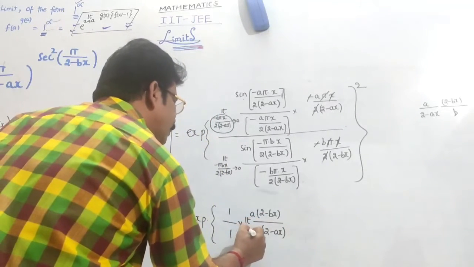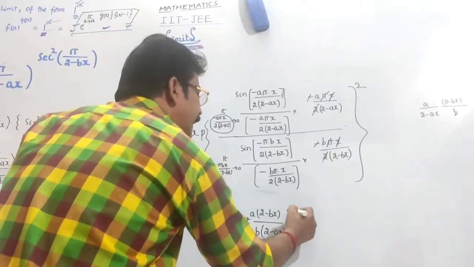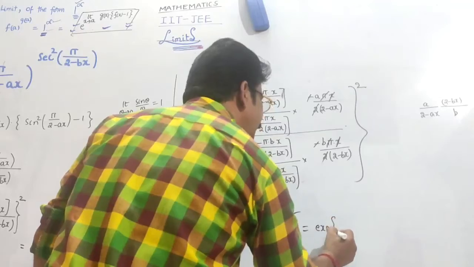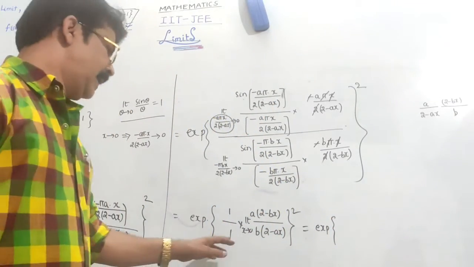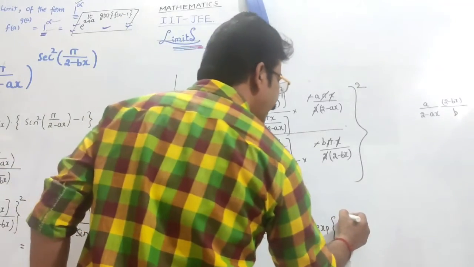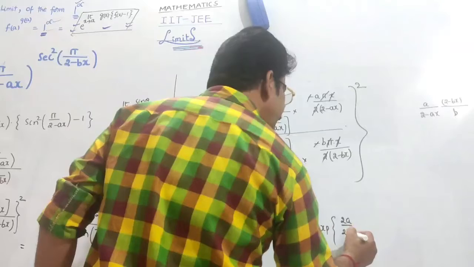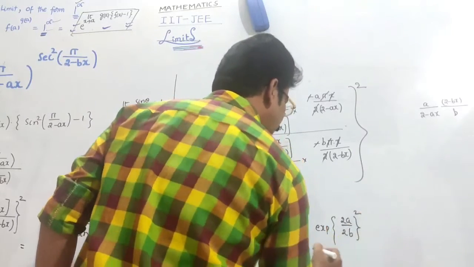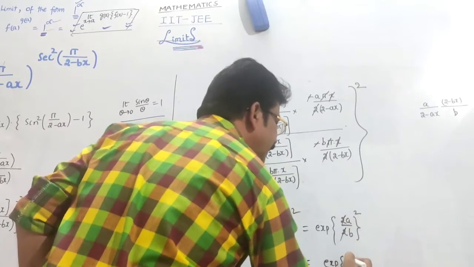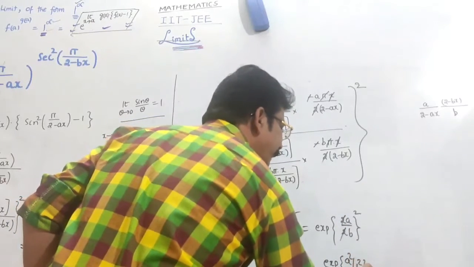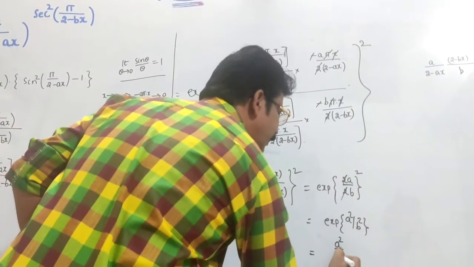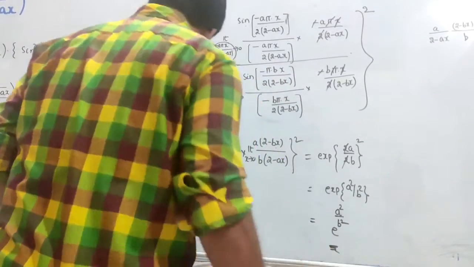For this, limit x tends to 0, operate. So that is equal to exponential of, put x equal to 0. This is 0. So 2a divided by 2b whole square. So that is equal to exponential of, the 2 cancels, a square divided by b square. This is nothing but e power a square divided by b square. This is the answer.